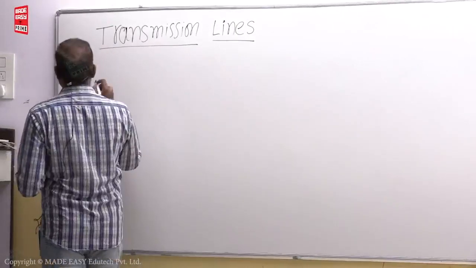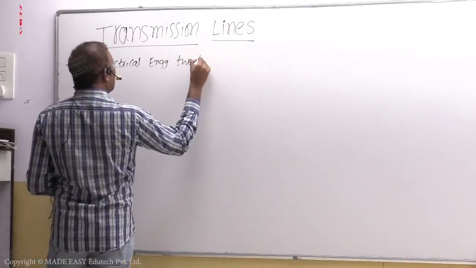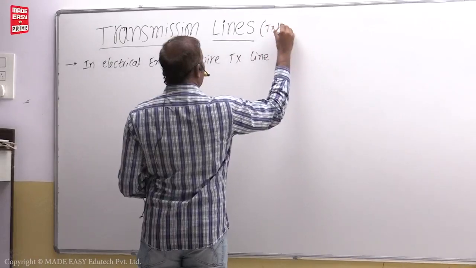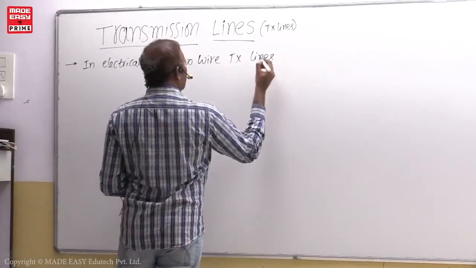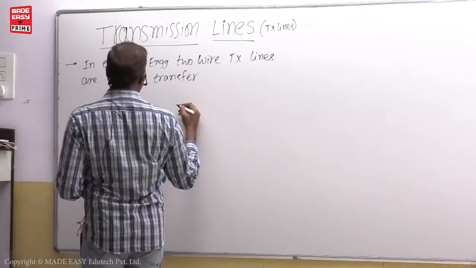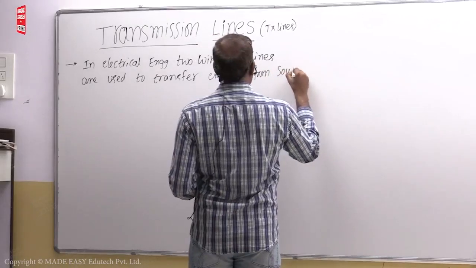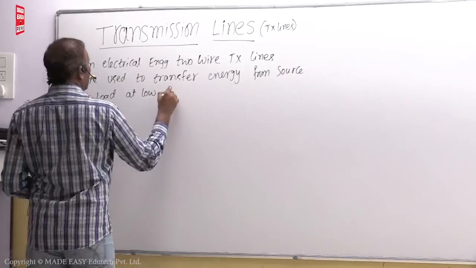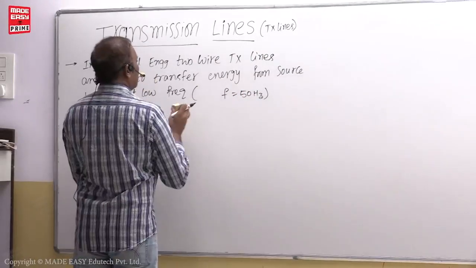So let us write the statement. In electrical engineering, two-wire transmission lines, TX line for short, are used to transfer energy from source to load at low frequency. Example, at f equal to 50 Hz.